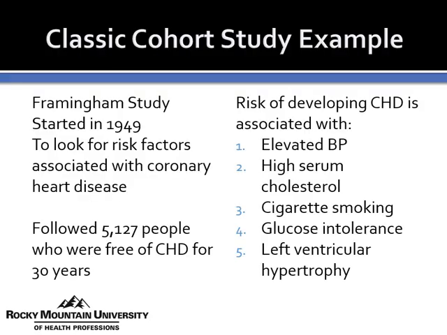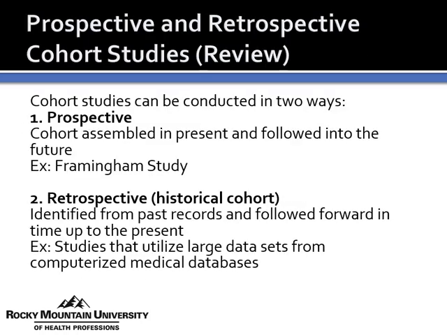So the classic cohort example, the Framingham study, they followed more than 5,000 people. It's a lot more than that. This comes from the textbook, but it's way more than that now. And they've identified several factors that are associated with developing coronary artery disease. Prospective cohorts, people assembled in the present and followed into the future.